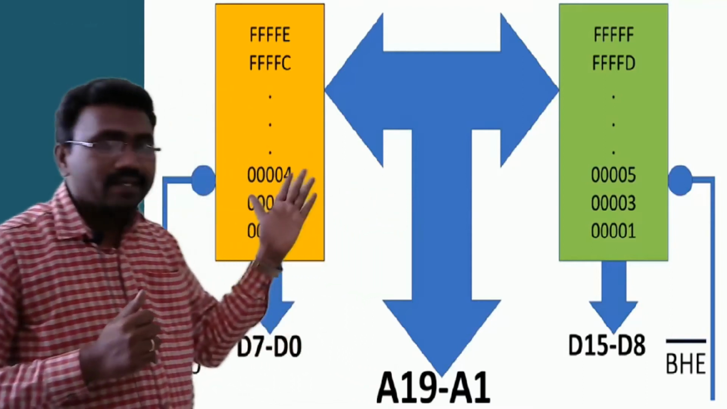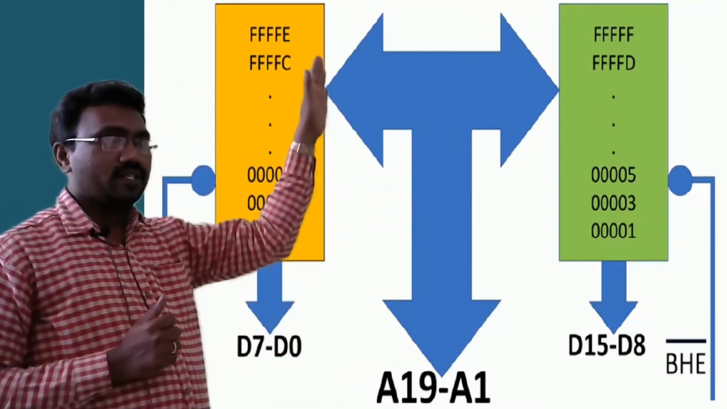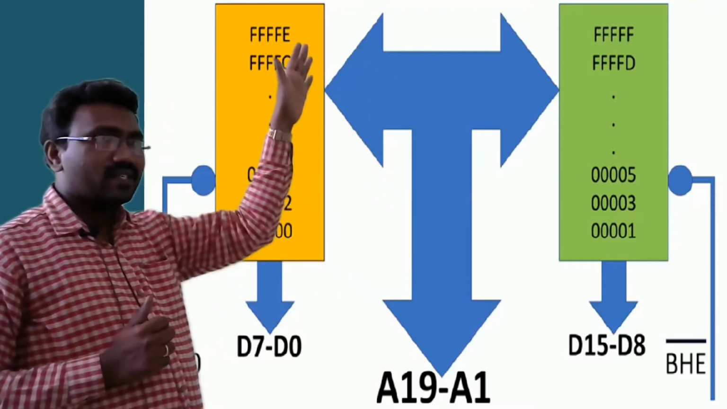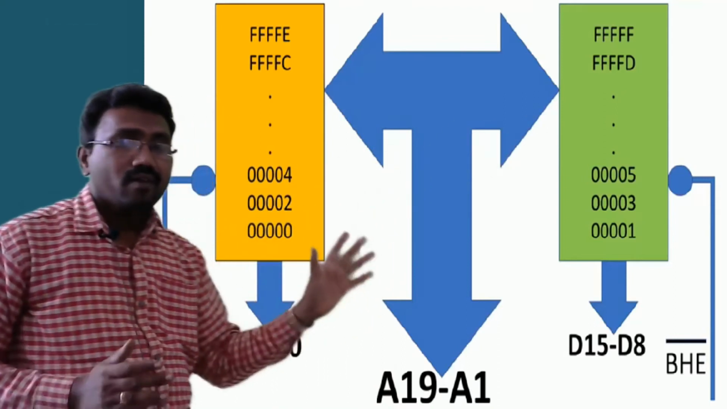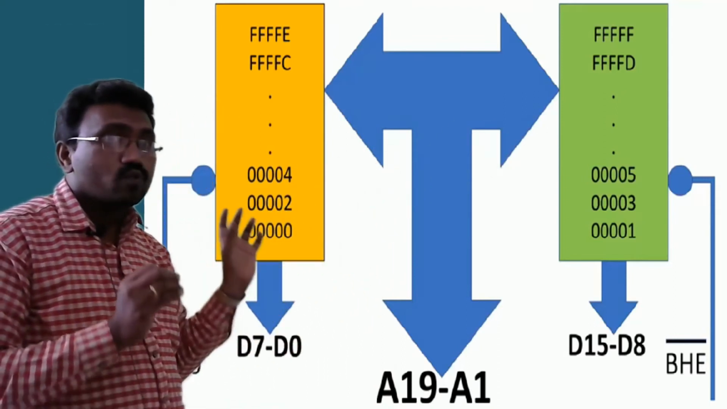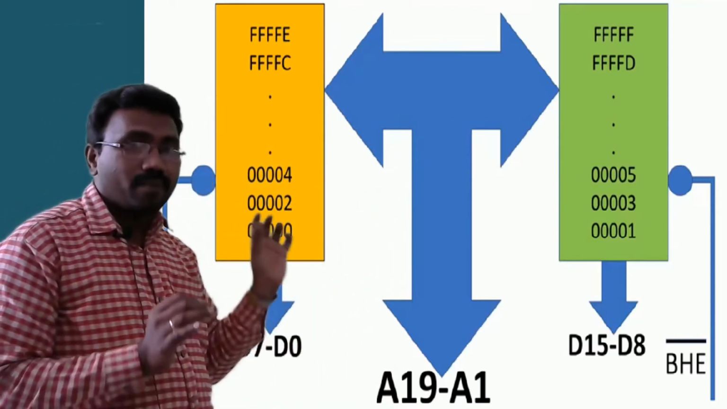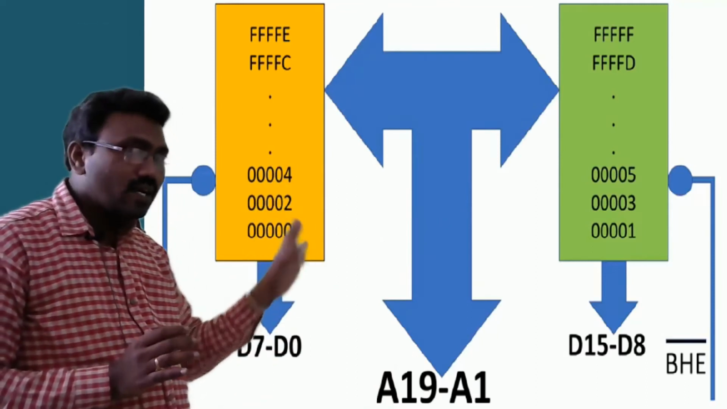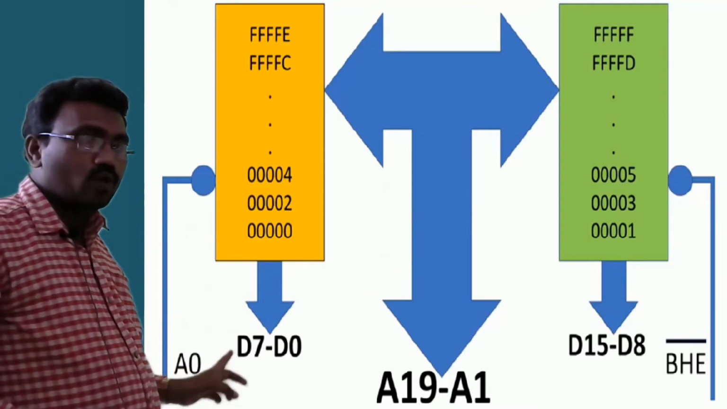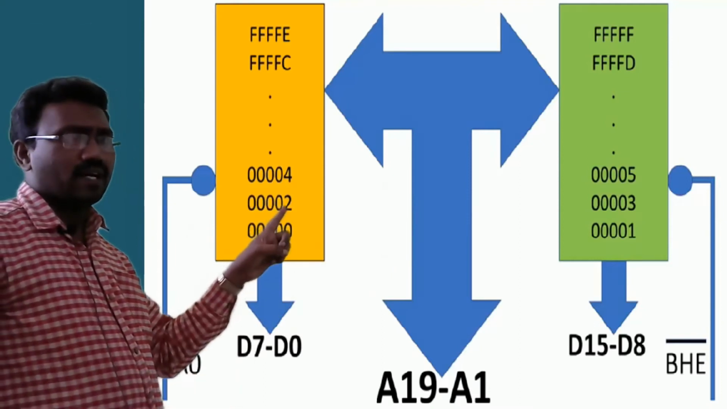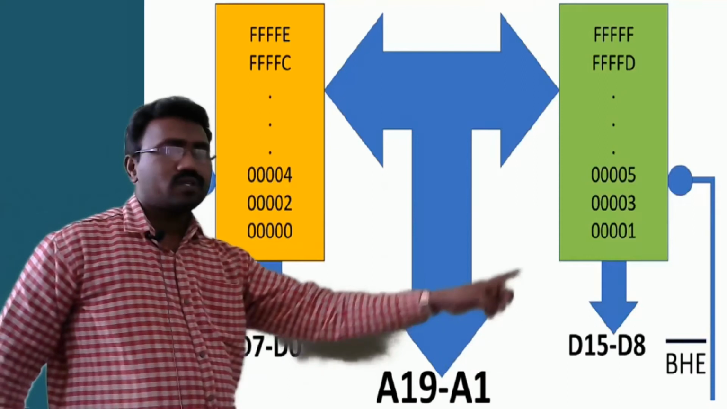Whereas the 8086 has two memory banks, one is the even bank and the other is the odd bank. Even addresses are assigned to the even bank, odd addresses to the odd bank. Whenever the 8086 wants to access 16-bit data from main memory, the even bank and odd bank are both selected. What are the select inputs? A0 selects the even bank, and BHE bar selects the odd bank.